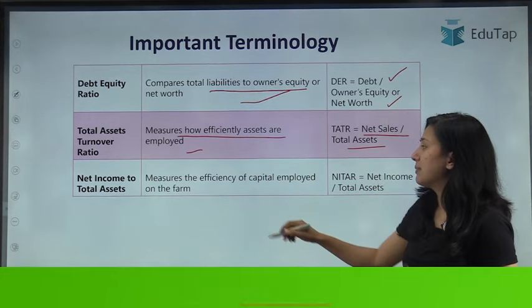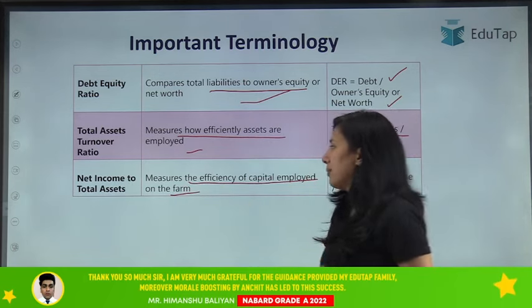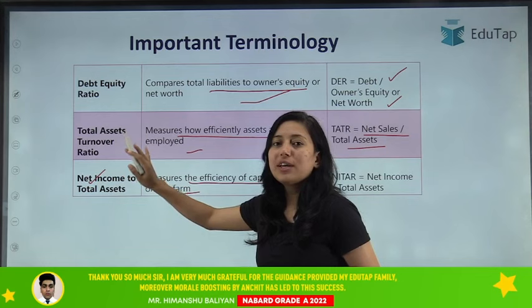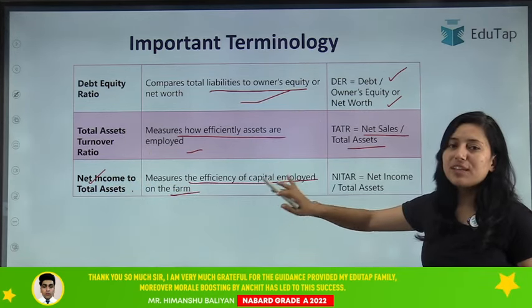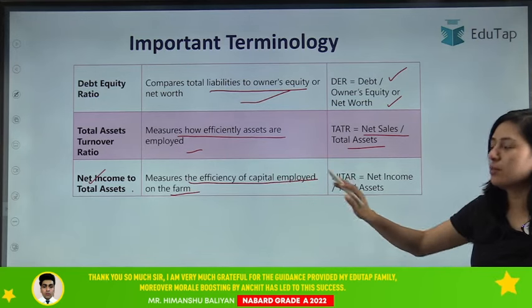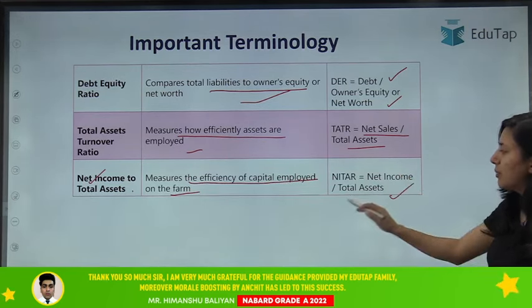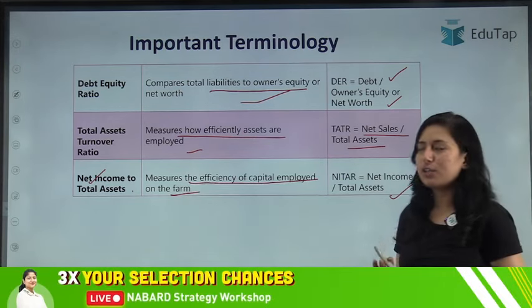Then we have net income to total assets. What is this? This is basically a measure of the efficiency of capital employed on the farm. Here we are talking about net income, so we are talking about capital, how the capital is being employed in a farm. What is the efficiency of that capital? That is your net income to total assets, calculated on the basis of net income upon total assets. Clear? So now I hope all these are clear to you.